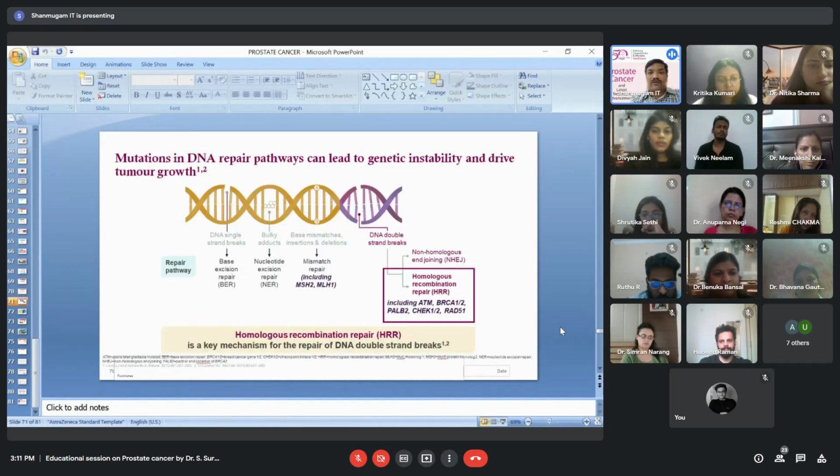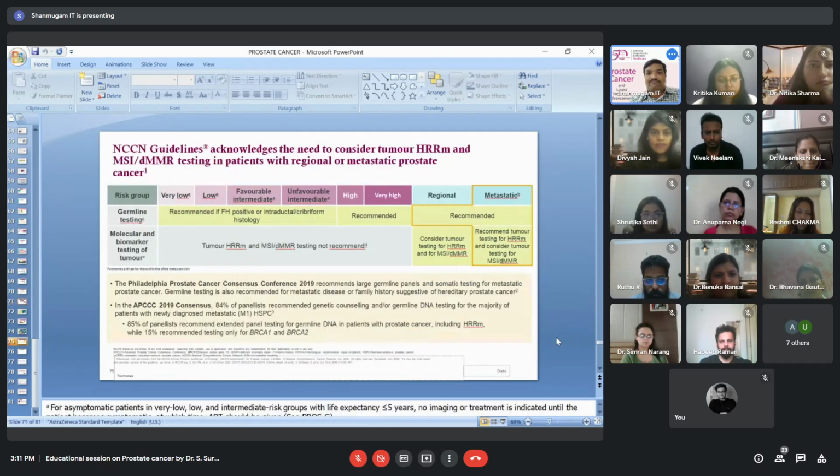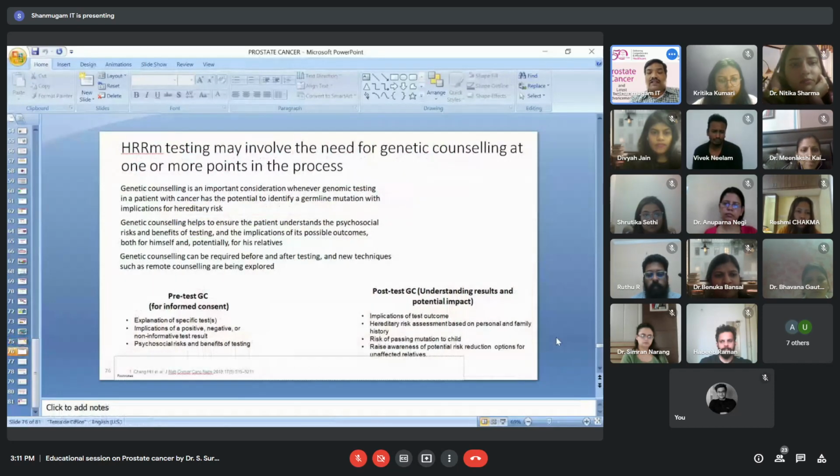Though we have many numbers, we still don't have much targetable treatment for all the mutations. Right now we have something called homologous recombination repair, HRR, for which we can give a medicine called PARP inhibitors. Okay, so if the patient has HRR mutations, we need to give genetic counseling for the patient's siblings, sons and daughters.